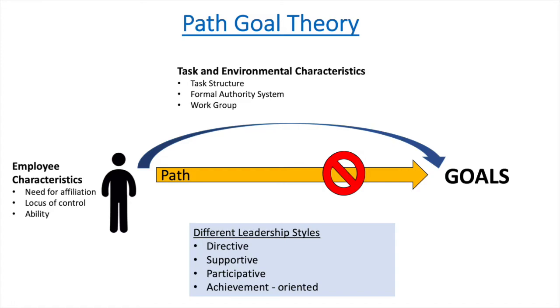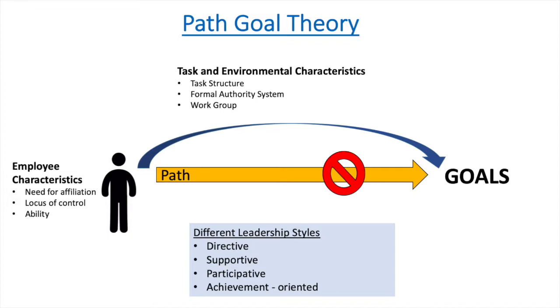Now, the next leadership model that we are going to cover is known as the path goal theory. This is when the leader helps the employee achieve a goal and minimizes, reduces, or eliminates the obstacles that are in the way of helping the employee achieve their goal. Now, there are 4 leadership styles within this path goal theory. There is directive, supportive, participative, and achievement-oriented.